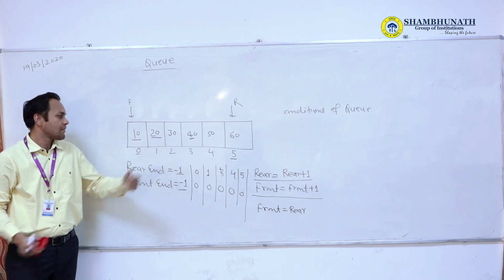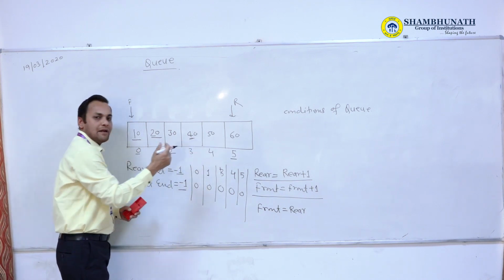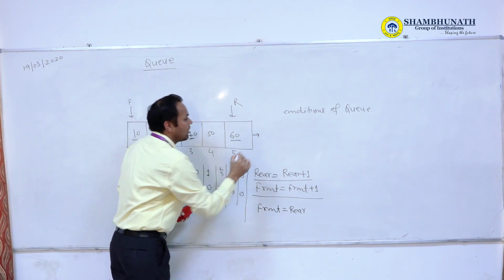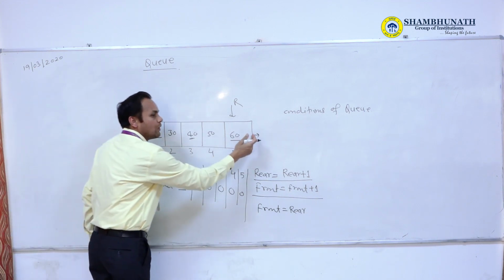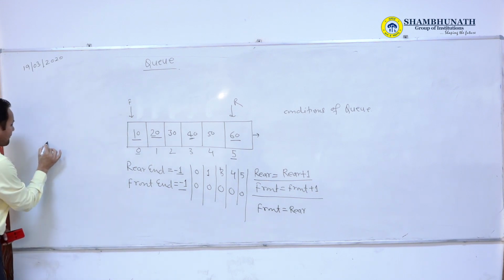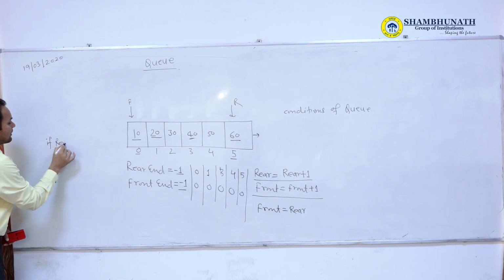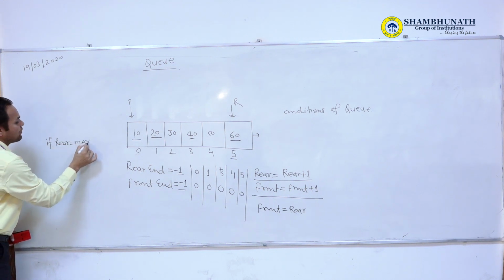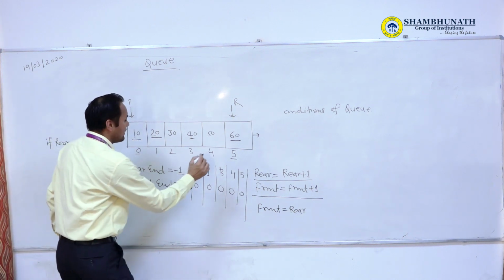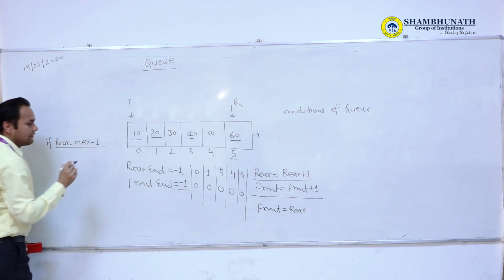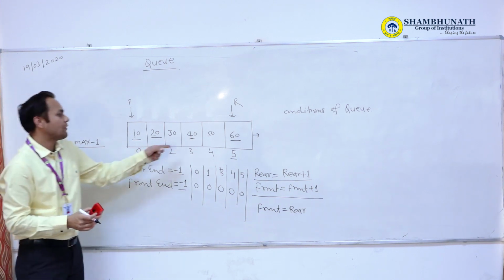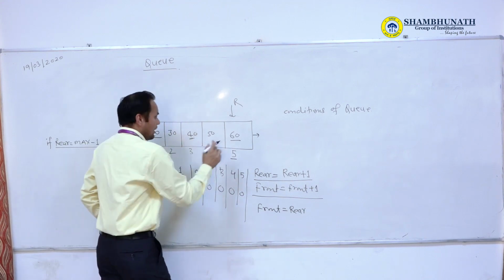The queue is full. If the user wants to add a data element into the given queue, the overflow condition may occur because there is no index, there is no space. So which condition indicates the overflow condition? If rear equals max minus 1, that means the overflow condition occurs. The overflow condition is checked by this condition. If rear equals max minus 1, then the overflow condition may occur here.